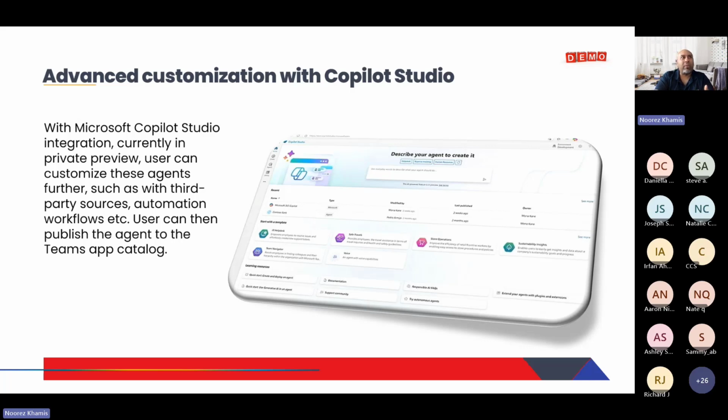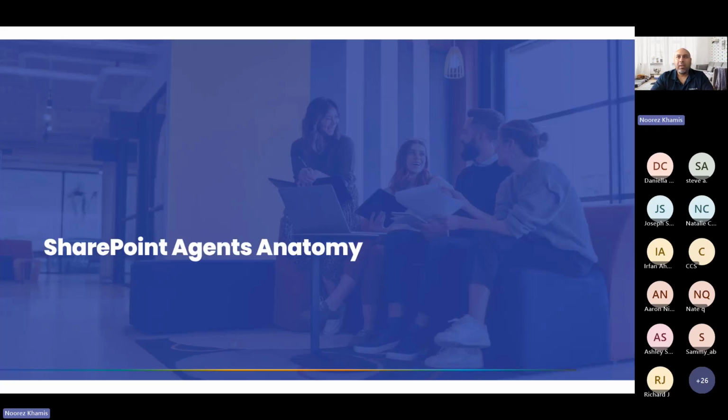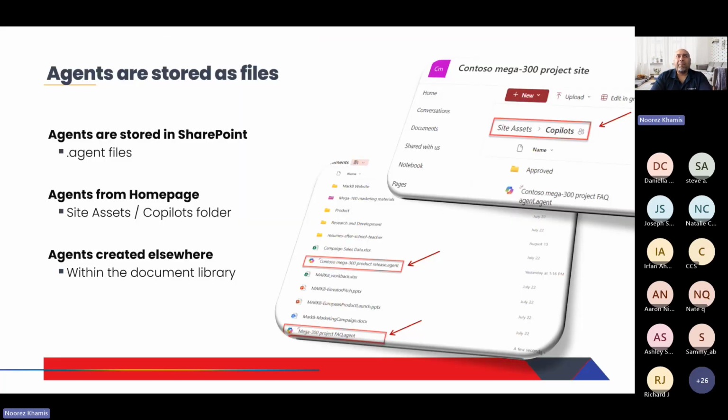And you're able to do that with integration with third-party sources, automation, Power Automate flows, connectors, right? And then you're able to publish the agent to the Teams app catalog on top of that. And we'll see if we can demo that for you in a second as well. So let's go to the next slide, and we'll show you those elements in a few seconds. But first, we'll go into the anatomy.